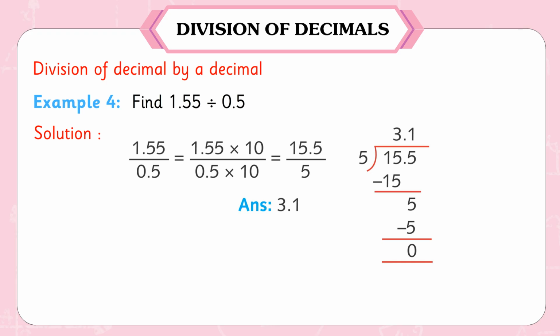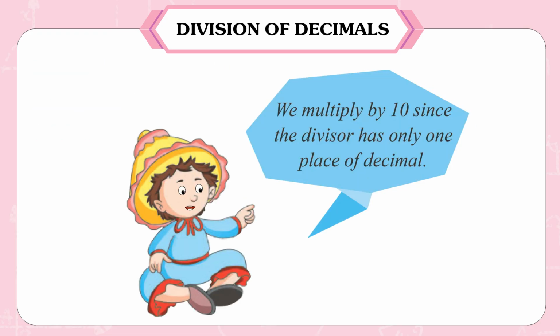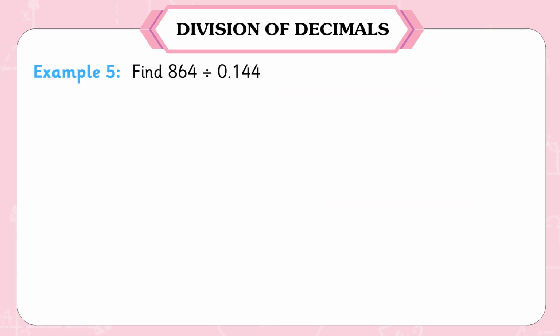1.55 upon 0.5 is equal to 1.55 into 10 upon 0.5 into 10 is equal to 15.5 upon 5. 15.5 divided by 5: minus 15, 5 minus 5, 0. 3.1. Answer: 3.1. We multiply by 10 since the divisor has only one place of decimal.